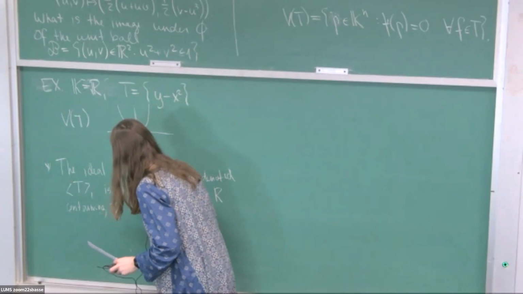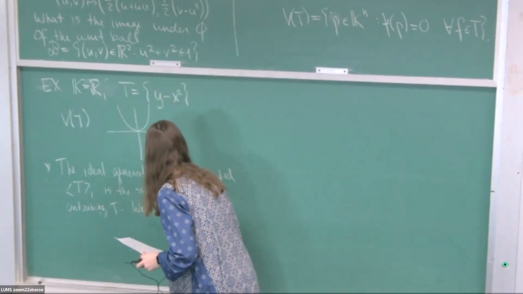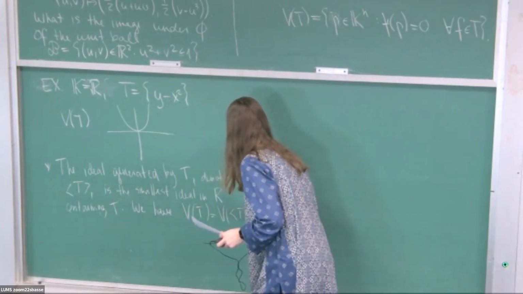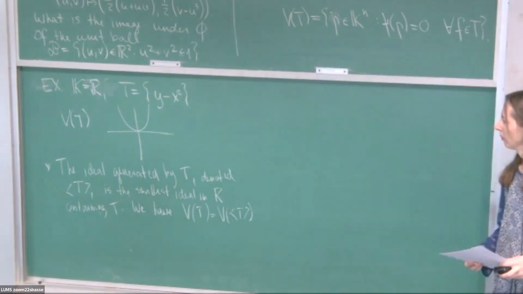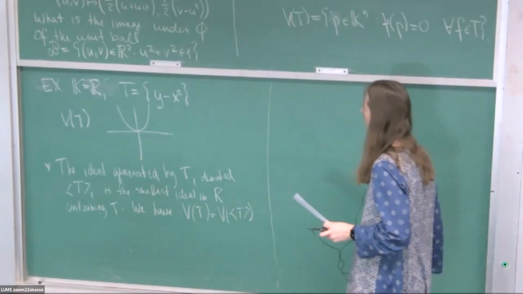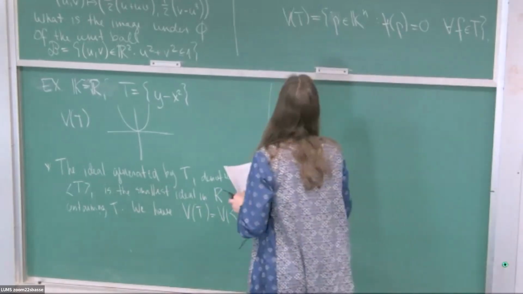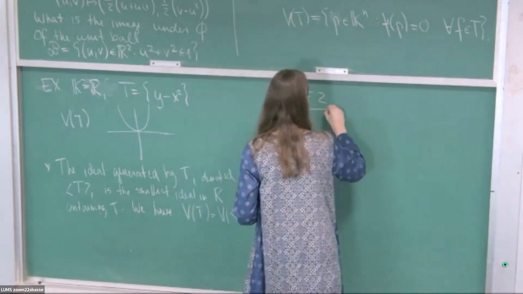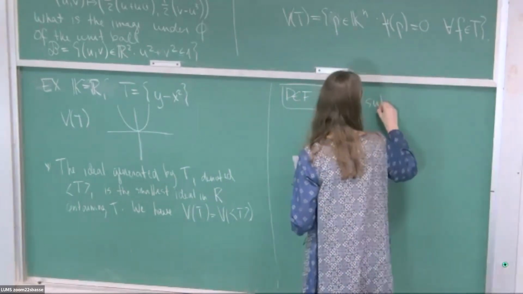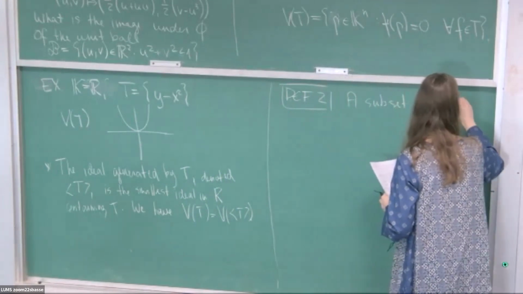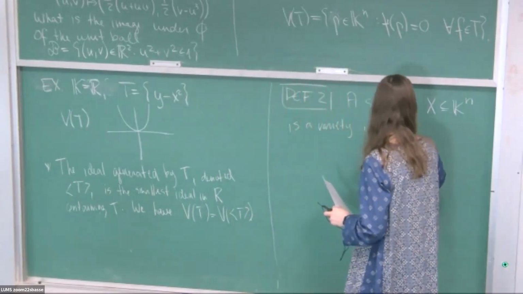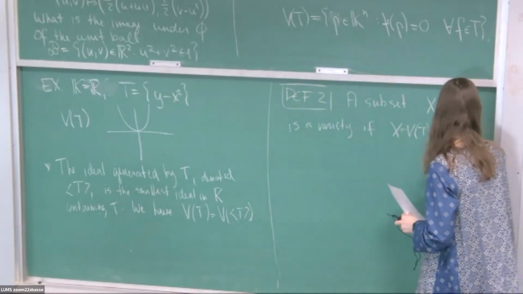And if you have taken an algebraic geometry course, then you know that the variety defined by T is equal to the variety defined by the ideal generated by T. Okay, so that was the first definition. Sorry, there are a couple more reminders. A subset X of K^n is a variety if X is the variety for some set T.